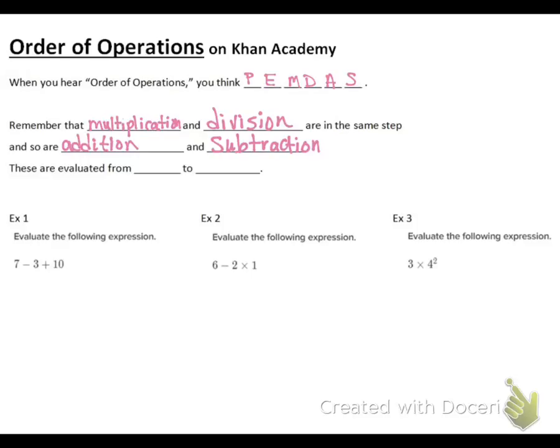These are evaluated. Well, first of all, what does evaluate mean? Like, you're going to evaluate a one-step equation. What does that mean? If I say evaluate this expression, what does that mean? Work it out. Solve it. Yeah. Evaluate just means to solve when you hear it in math. So order of operations, these are evaluated from which direction? Left to right. Yeah, left to right. Just like you read. You work it from left to right.